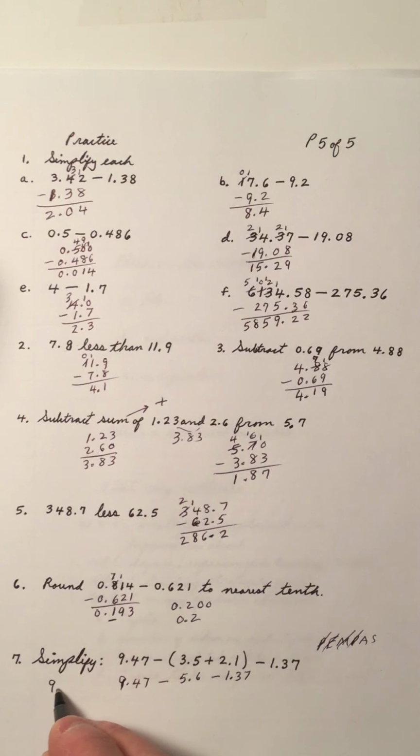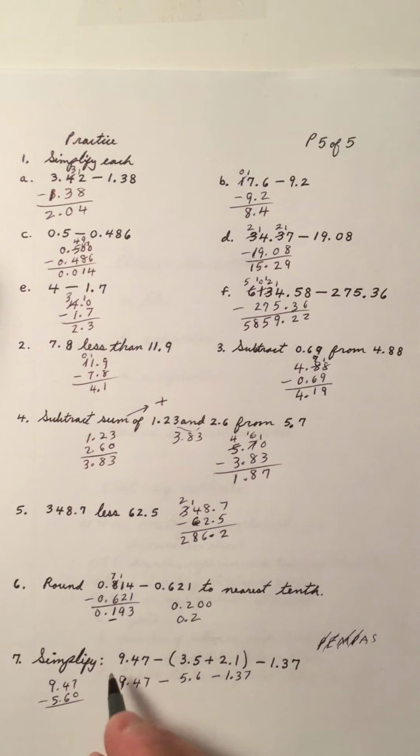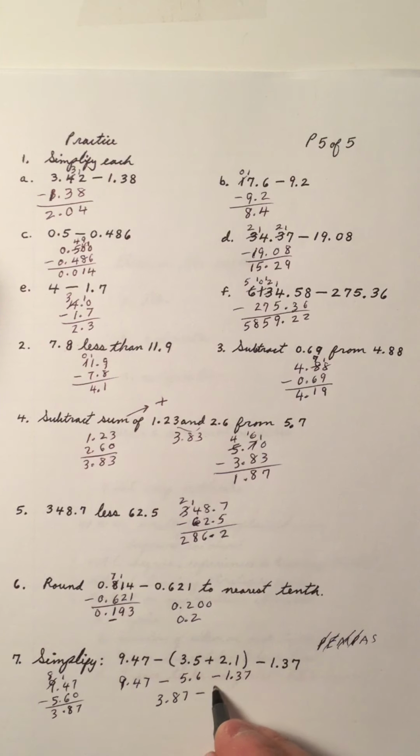So let's do 9.47 first. Subtract 5.6. We do that subtraction first. 7, that's an 8. That's a 14, and that's an 8. And 8 subtract 5 is 3. So that becomes 3.87. Subtract. So notice I'm working from left to right. I do these two first, and then the next two. So when I subtract that, I get 3.87, subtract 1.37. 7 subtract 7 is 0. 8 subtract 3 is 5. 3 subtract 1 is 2. So 2.5.